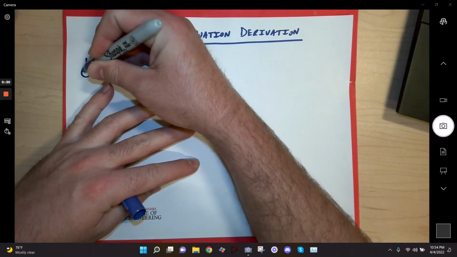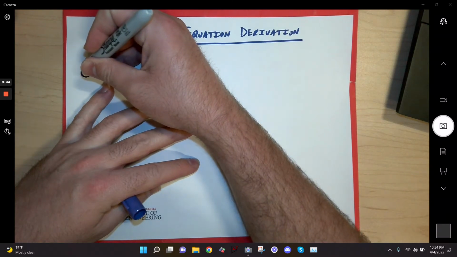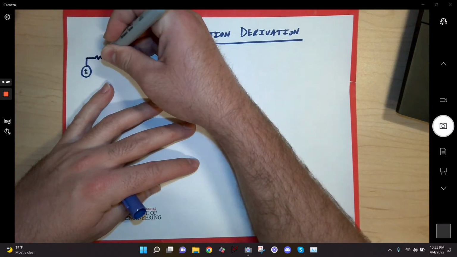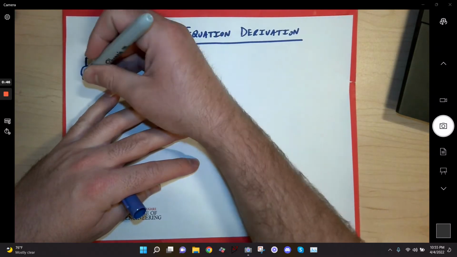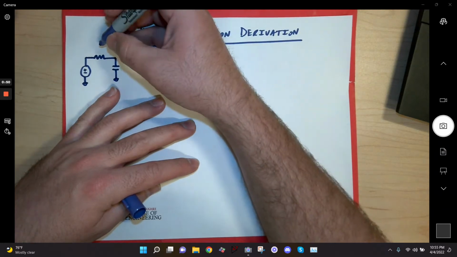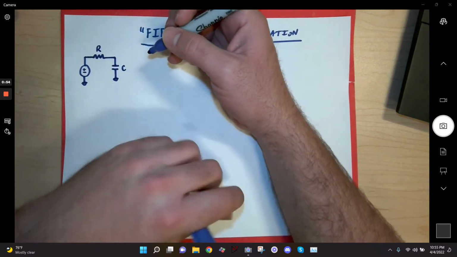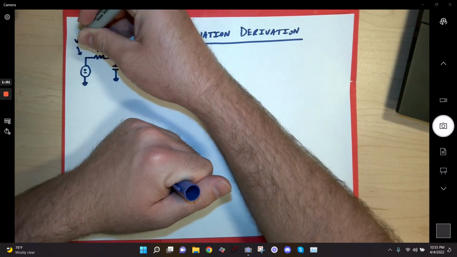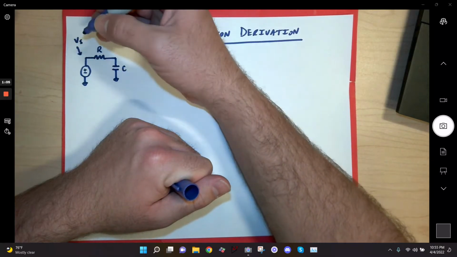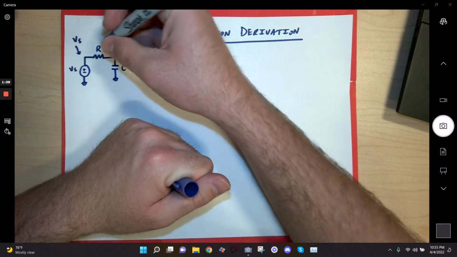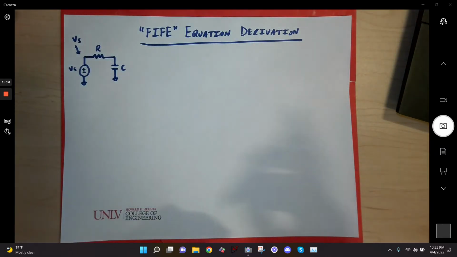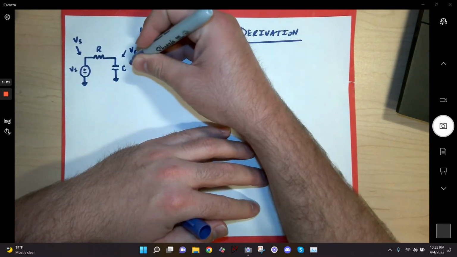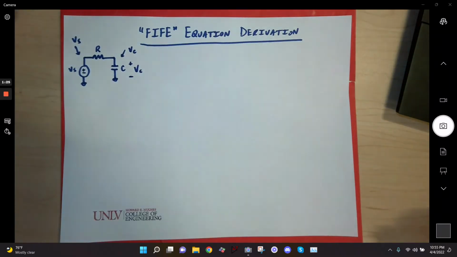But let me draw a little example circuit. Just put some DC voltage source here. And let's call this R, C, and we'll call this source, well, it doesn't really matter what we call this source. It's basically the voltage of the source, Vs. So this node voltage is going to be Vs. That's what I really care about. And then I'm sure everyone would agree that this voltage would be Vc, or basically my voltage across my capacitor.